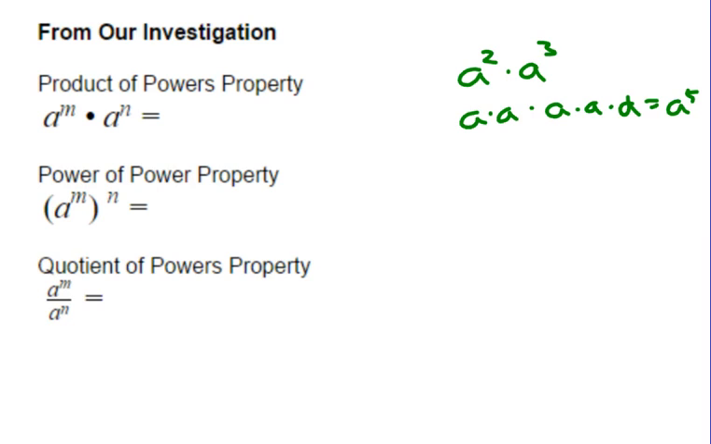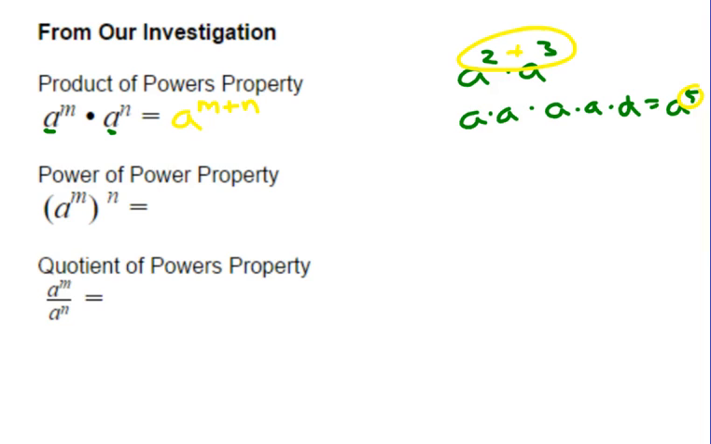So where does the 5 come from in relation to the 2 and the 3? Well, we're adding. So a to the m times a to the n is a to the m plus n. It's saying if we're multiplying two powers that have the same base, we add the exponents. This property does not work if the bases of these powers are different. If they are different, it wouldn't be repeated multiplication anymore, would it?